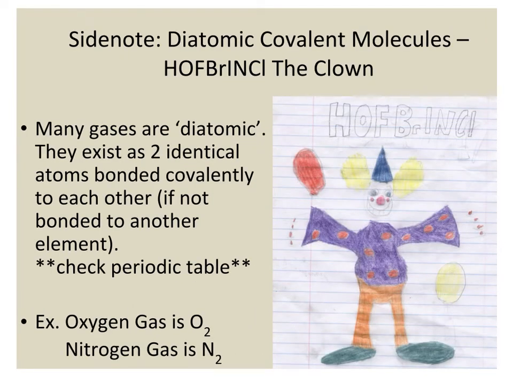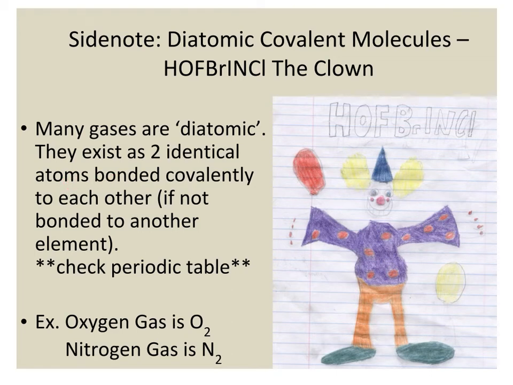So here are those diatomic elements again. One way to remember them is if you take the symbols for the elements that come in pairs and string them together, they spell Hofbrinkel, which kind of sounds like a clown. So some chemists like to remember these ones by thinking of Hofbrinkel the clown. Whenever you have a Hofbrinkel element, that means they exist with 2 identical atoms bonded covalently to each other.